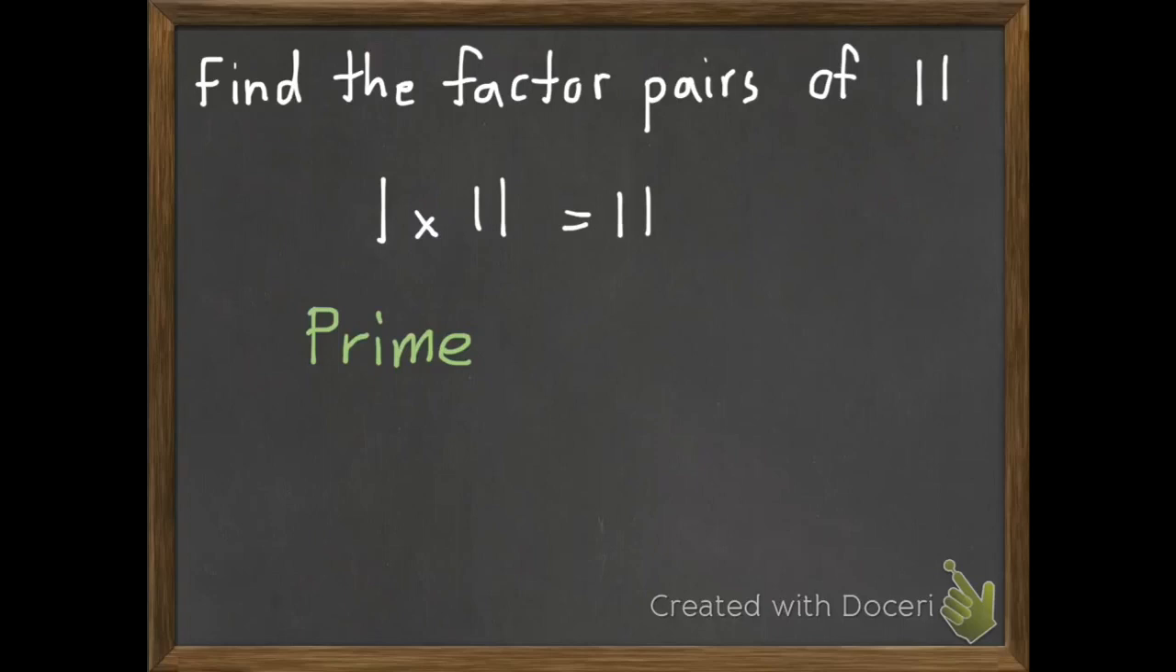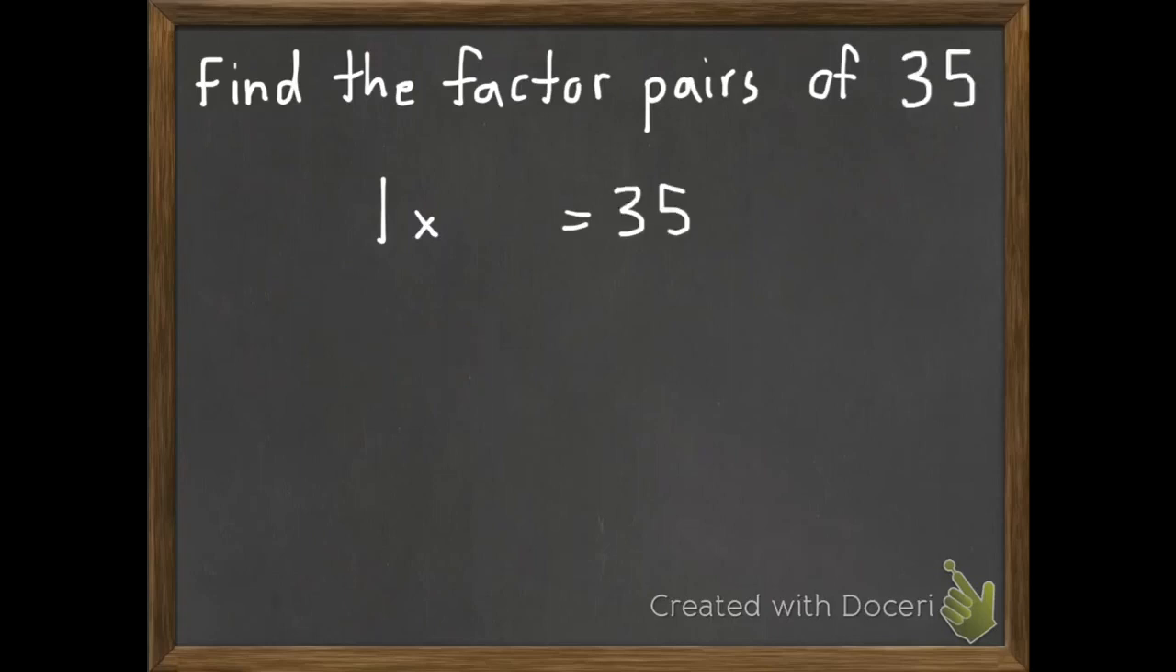So that one didn't have very many, so let's try a different number so we can get a few more. So we're going to try 35. What are the factor pairs of 35? So 1 times 35 is 35.